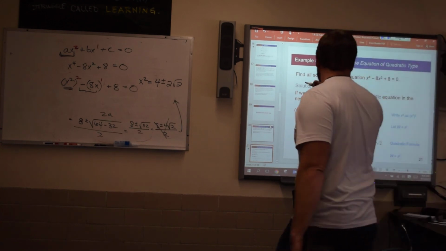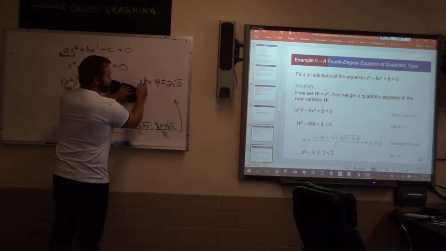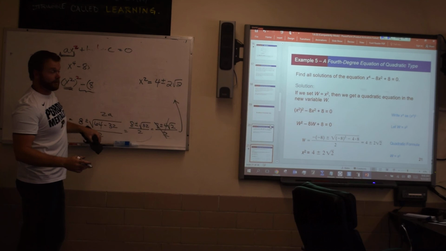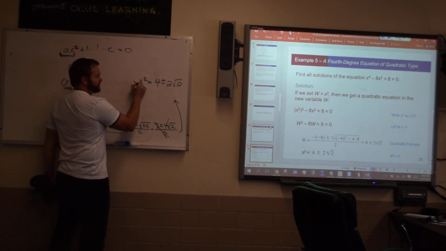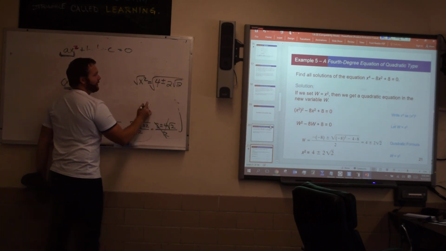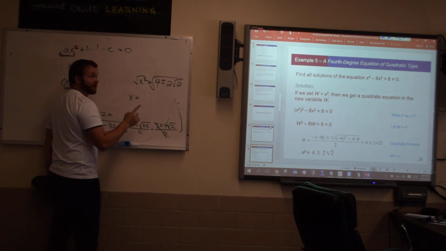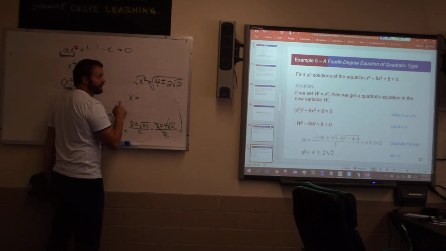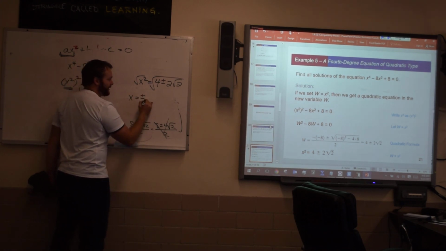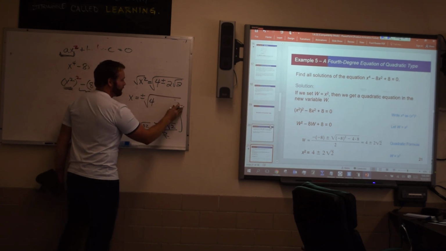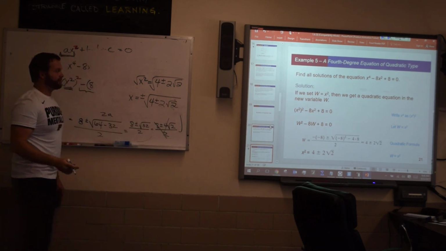We want to know what x is, not x squared. So how do I solve this for x then? Yeah, take the square root. Okay? I'll take the square root here, take the square root there. So x is, now that we take the square root, how many solutions do you really get? 2. So we have plus or minus the square root of 4 plus or minus 2 radical 2.